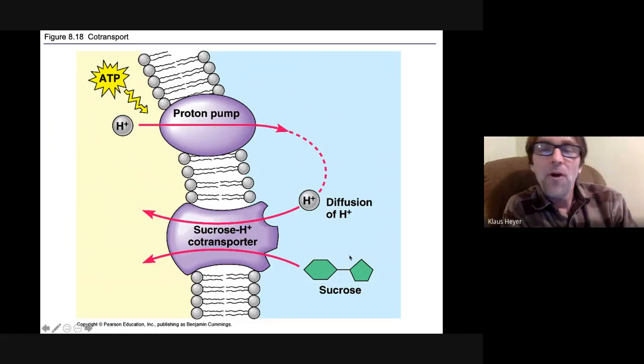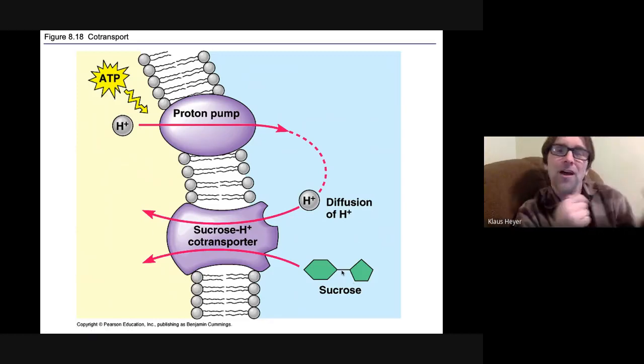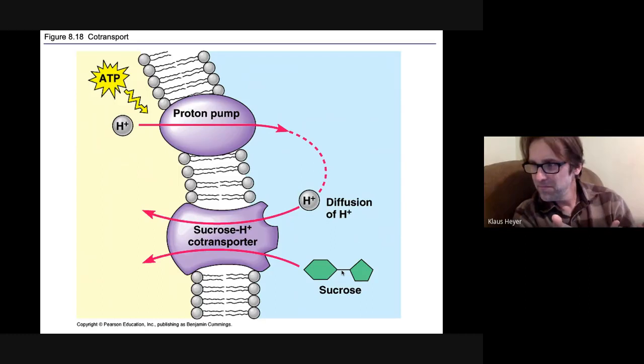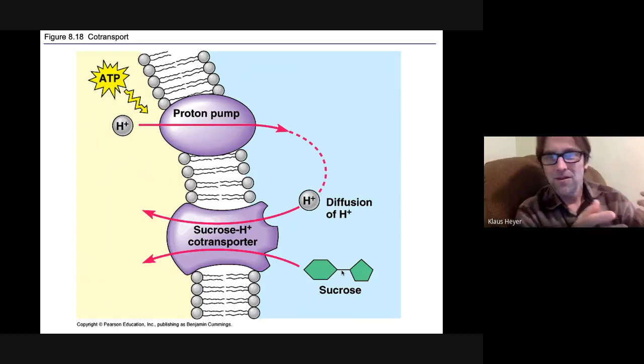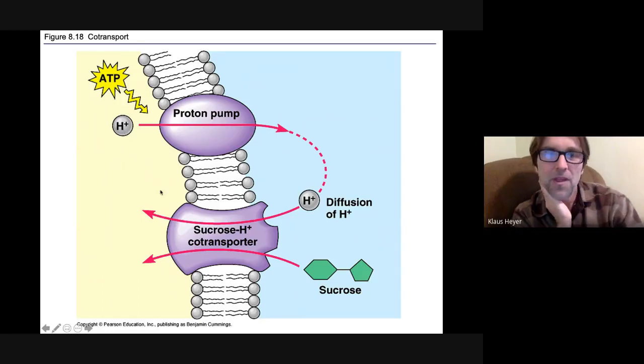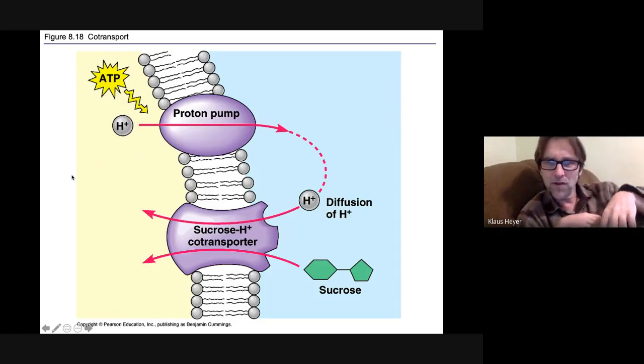So I want to get sucrose, sugar, into the cell, but I can open the gate, but they're not coming in. So how do I get them in, right? I'm a cell. I can't go out and call them and collect them. So under normal circumstances, I'm just giving you a number here, you have 100 protons inside and 100 protons outside. I'm just coming up with a number, right? So equal amounts.